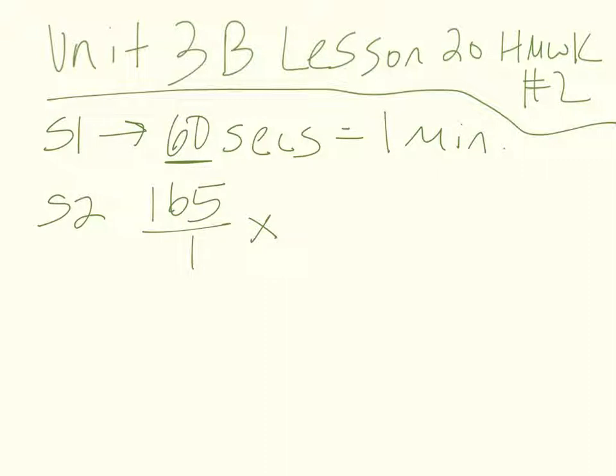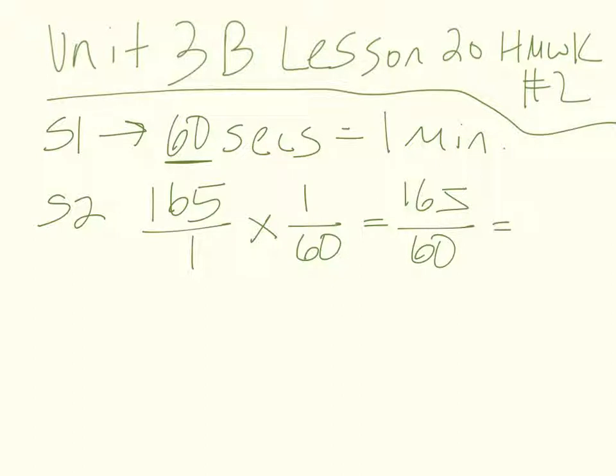Since we are trying to figure out how many minutes there are in 165 seconds, we're going from seconds to minutes. The unit is getting bigger, seconds to minutes. So we want to divide. So that means we're going to multiply times 1 over 60. So when we do top times top and bottom times bottom, we're going to be dividing by 60.